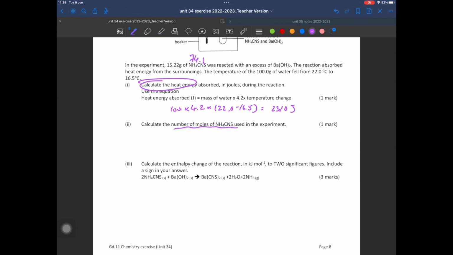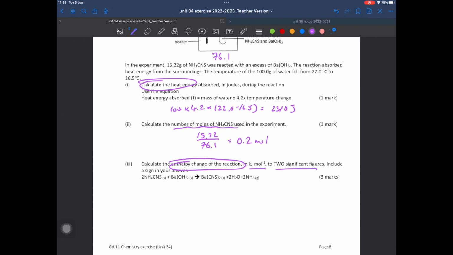First of all, get the molar mass, which is 76.1 gram per mole. So the number of mole can be calculated by mass over molar mass, like this. Finally, you were asked about the enthalpy change of reaction. Now, what you should pay attention to is that the final answer should be in terms of kilojoule per mole and two significant figures, which is a little bit different from the DSE.